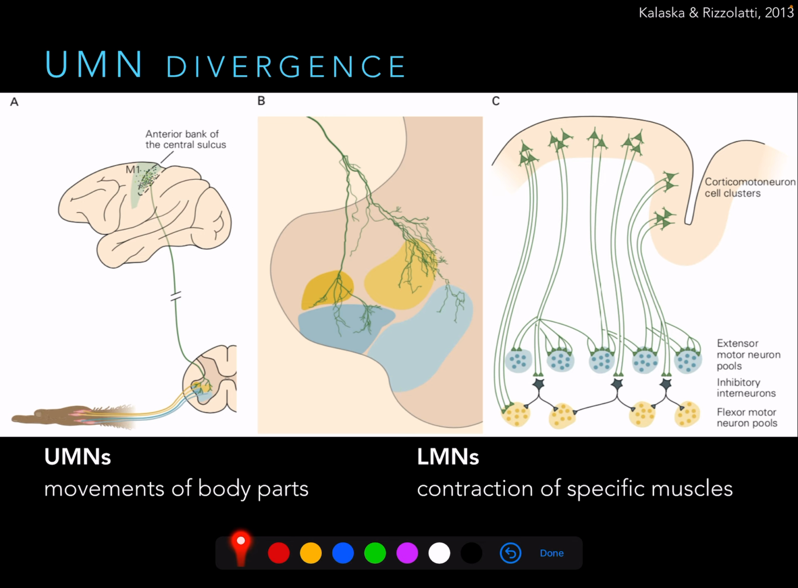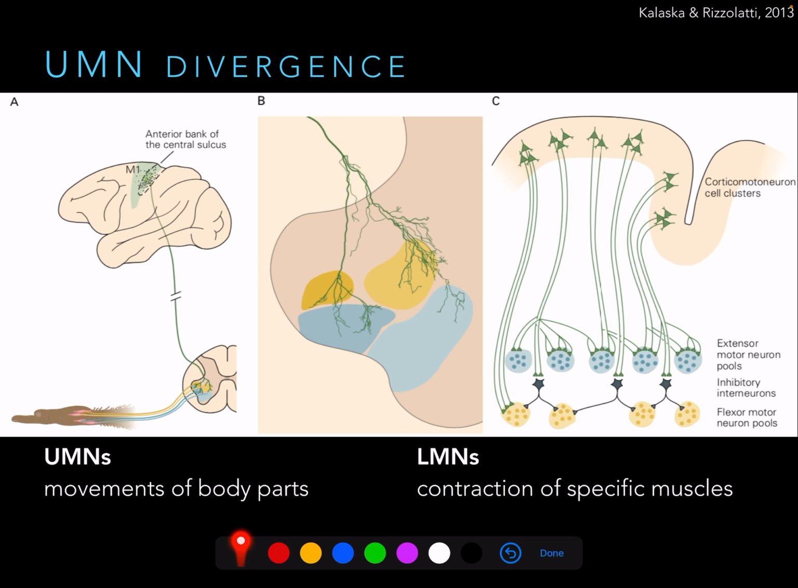Upper motor neurons are more about movements of a body part. Lower motor neurons are specific muscles. And because movements of a body part can require multiple muscles, we see that one individual upper motor neuron can control a few different pools of lower motor neurons. As we've talked about, if I want to flex my shoulder, more than one muscle group contributes to that. And therefore, all those shoulder flexing upper motor neurons have to talk to a variety of lower motor neurons.